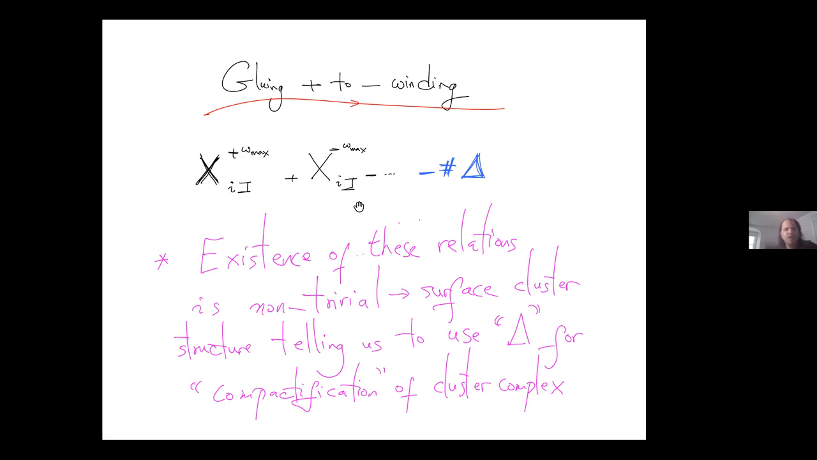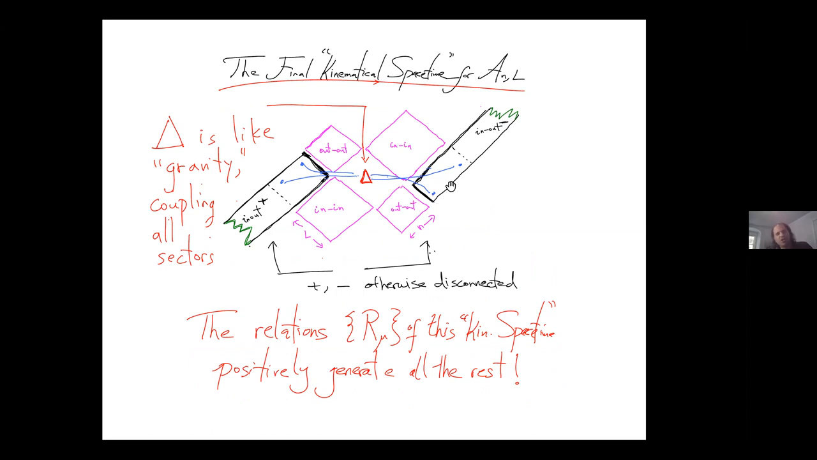So we don't have a finite closed object like we want. We somehow have to learn how to glue the positive to the negative winding regions. And this is another remarkable fact: there are relations precisely between a fixed variable, the most positively wound and the most negatively wound, which are made possible by the presence of delta. So the existence of these relations is not trivial, and is the way the surface cluster algebra is telling us to use this delta as a compactification of the cluster complex.